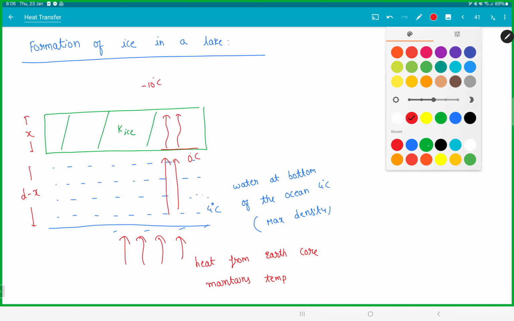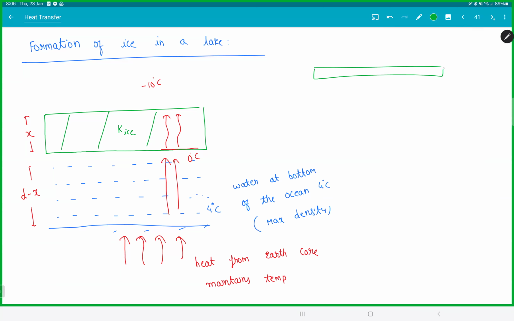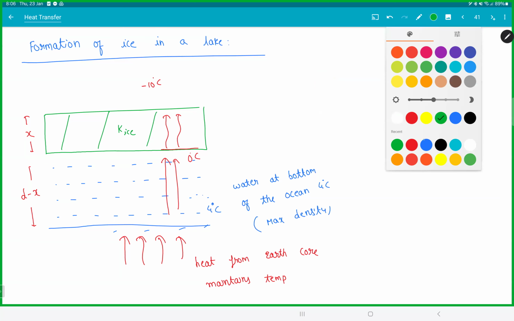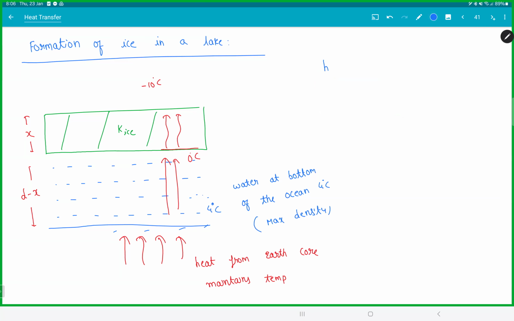You're getting it? For example, if the ice's thickness is very small, what will happen? You will lose more heat. You will get less heat from inside. If the ice's thickness becomes big, what will happen? You will get more heat from inside and less heat will escape outside. At some point, you will reach an equilibrium. So the heat coming from the bottom of the lake or the ocean to the ice must be equal to the heat flowing from the ice slab to the atmosphere.